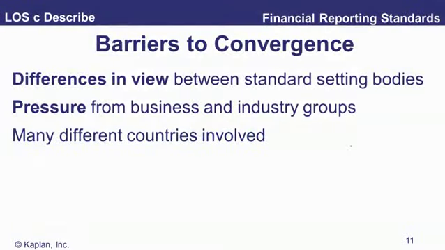Now, notice, of course, accounting standards for most major countries are converging over time with IFRS. Remember that goal of IFRS, to have one unified set of accounting standards globally. So what are the barriers to convergence? Why haven't we got one set of accounting standards globally? Well, number 1, differences in views. Accounting standard setters don't necessarily agree.